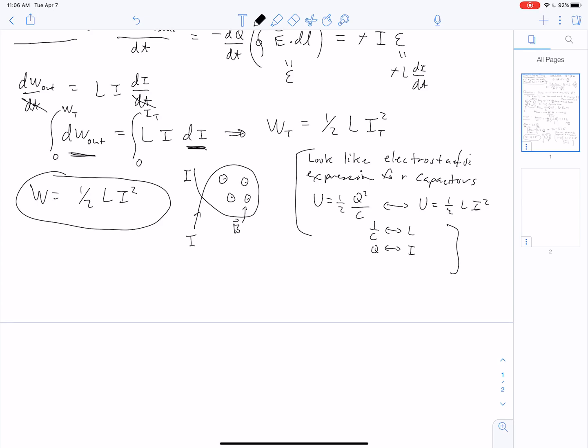Now the question we can ask is, where is the energy stored?